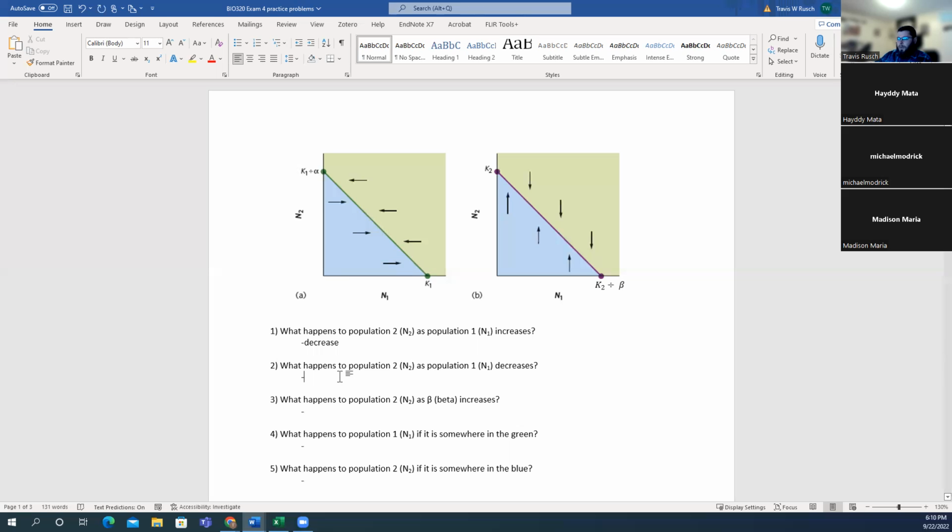Now, what about number 2? So what happens to population 2 as population 1 decreases? It increases? Yeah, because we're going in the opposite direction, right? So as population 1 decreases, we go to the left. So that would push us upward on the isocline like this. Population 2 would increase.